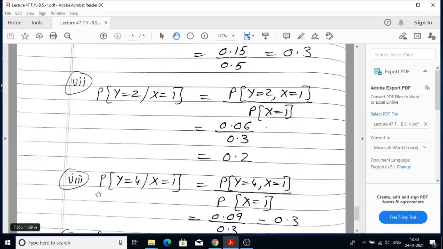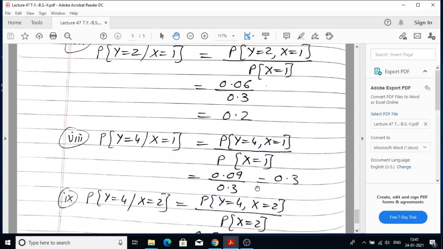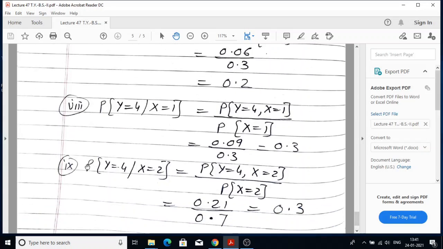Eighth part of the problem, probability y is equal to 4 given x is equal to 1 is equal to probability y is equal to 4, x is equal to 1 divided by probability x is equal to 1, which is nothing but 0.09 divided by 0.3. So the answer becomes 0.3. Last part of the problem, probability y is equal to 4 given x is equal to 2 is equal to probability y is equal to 4, x is equal to 2 divided by probability x is equal to 2, which is equal to 0.21 divided by 0.7, which is equal to 0.3.